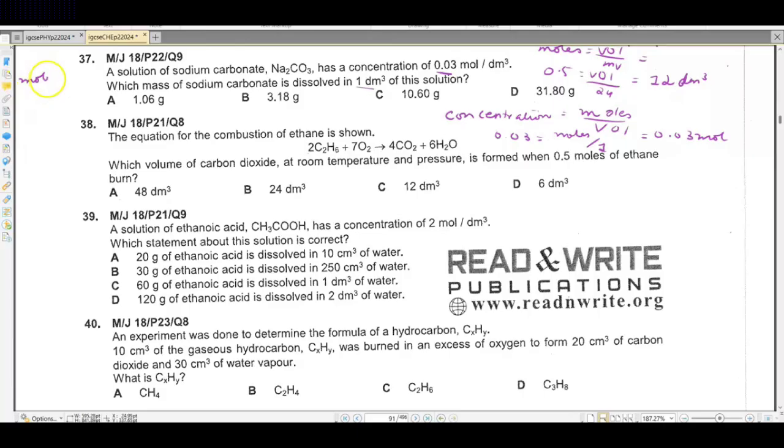Moles is equal to mass over MR. So moles are 0.03, mass we are looking for, and MR for Na2CO3 is 106. So 106 multiplied by 0.03 gives us a mass of 3.18 grams. So B is going to be our correct option. Okay.